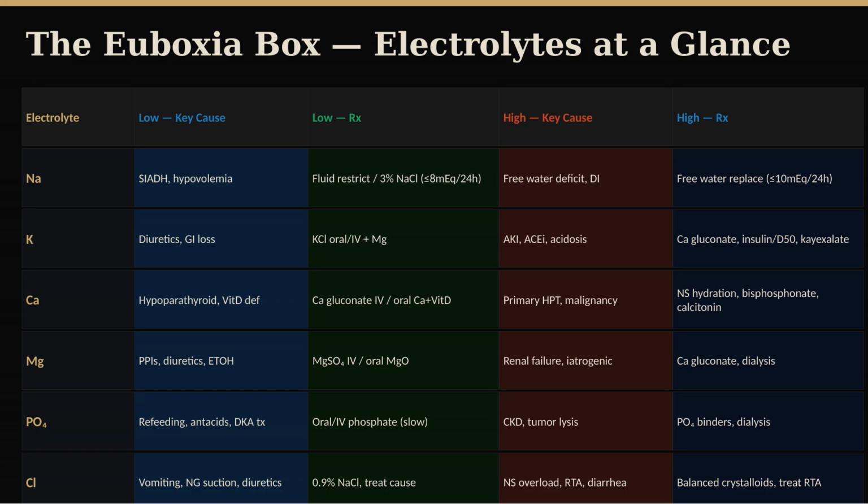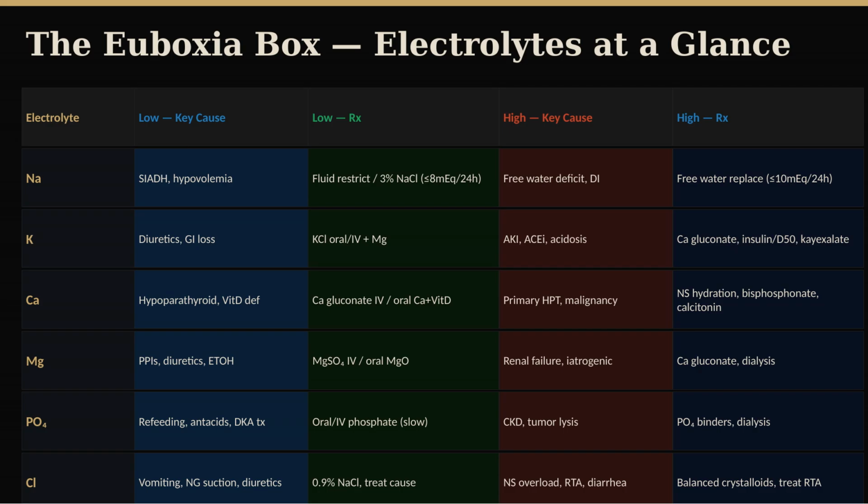Potassium. Low. Diuretics and GI loss. Give potassium chloride plus magnesium. High. Kidney injury, ACE inhibitors, or acidosis. Calcium to protect the heart, insulin and dextrose to shift, and a binder to remove. Calcium. Low. Hypoparathyroidism, or vitamin D deficiency. Give IV calcium gluconate, or oral calcium and vitamin D. High. Primary hyperparathyroidism, or malignancy. Treat with saline, a bisphosphonate, and calcitonin.